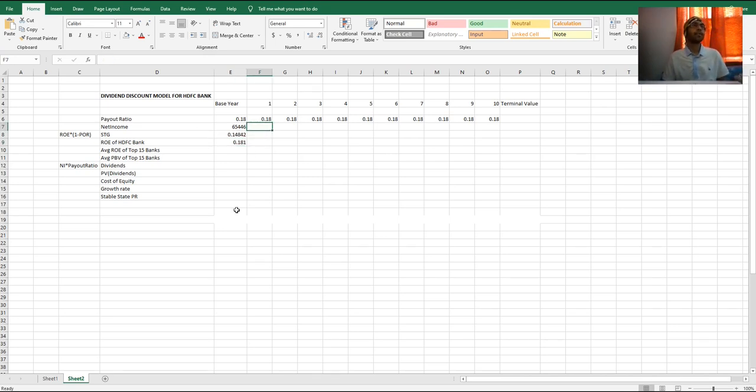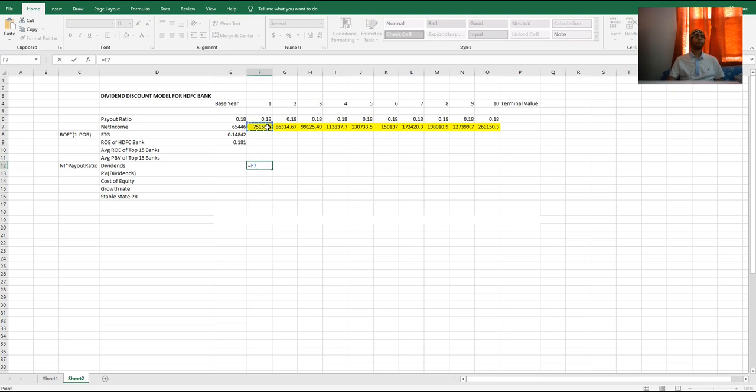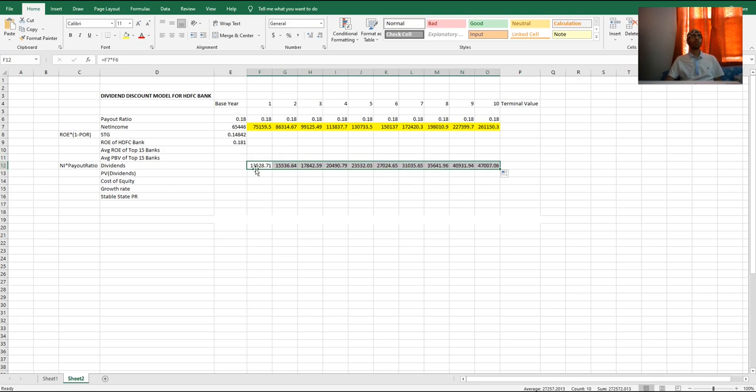Now we will be able to project the net income, friends. Net income is equal to base year net income multiplied by 1 plus the short-term growth rate. Now we'll lock this number and project it till year 10. Now we have the net income numbers, friends. Naturally, we can also find out the projected dividends. So projected dividends is equal to net income multiplied by payout ratio. It is mentioned here, net income into payout ratio. This comes to be 13,528 crores till 47,000 crores, approximately. So these are our dividends till year 10.